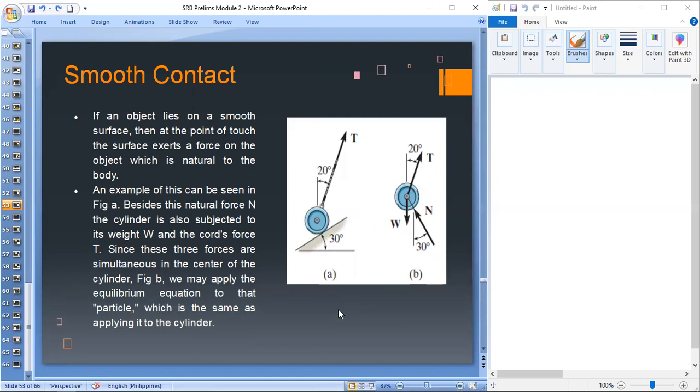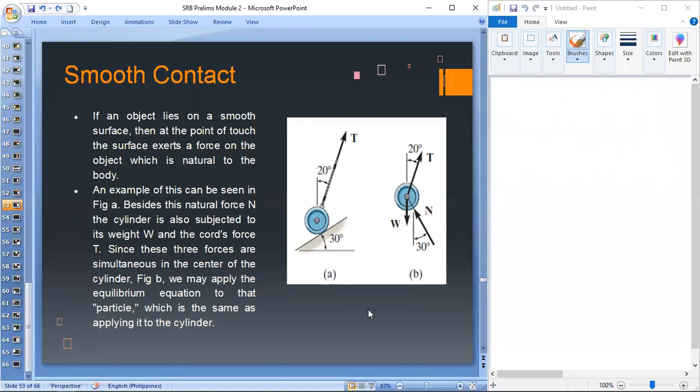So, since these three forces are concurrent at the center of the cylinder, we may apply the equilibrium equation to that particle, which is the same as applying it to the cylinder. So, yun yung reaction dito. May tension ka dito, may reaction ka dito, so yung weight. So, may XY component ka din dyan.